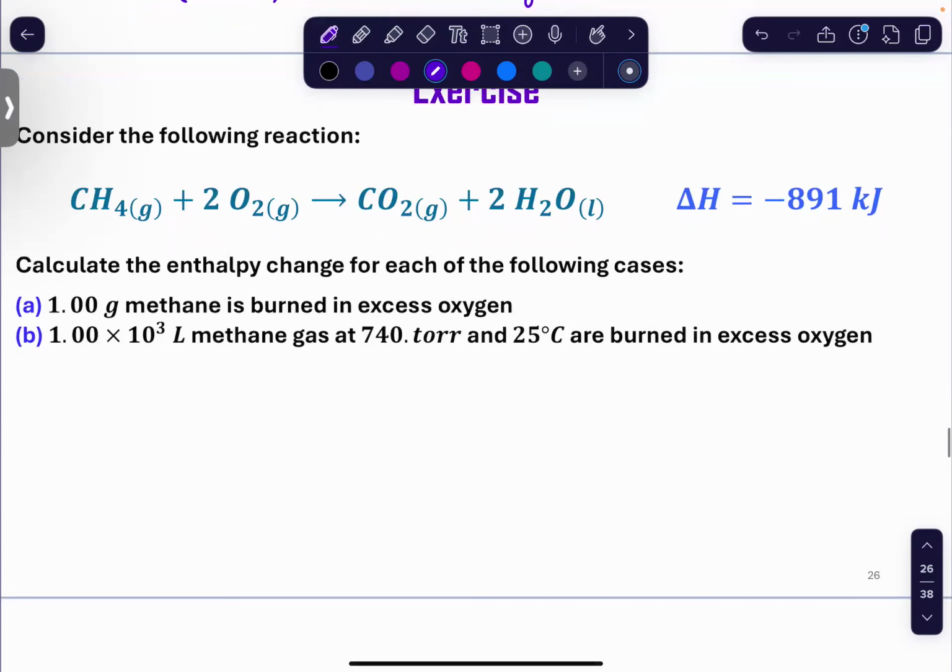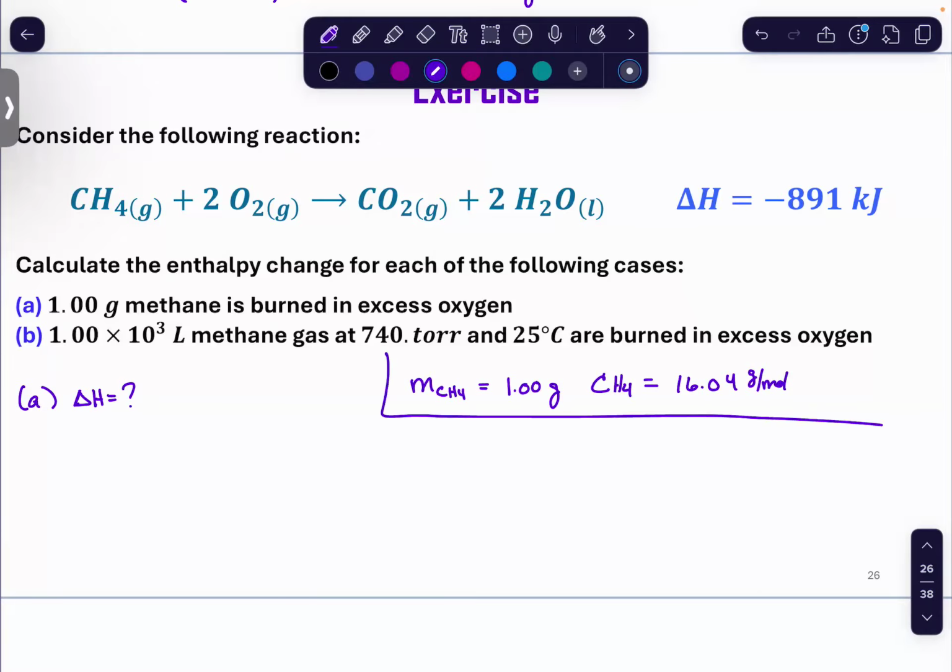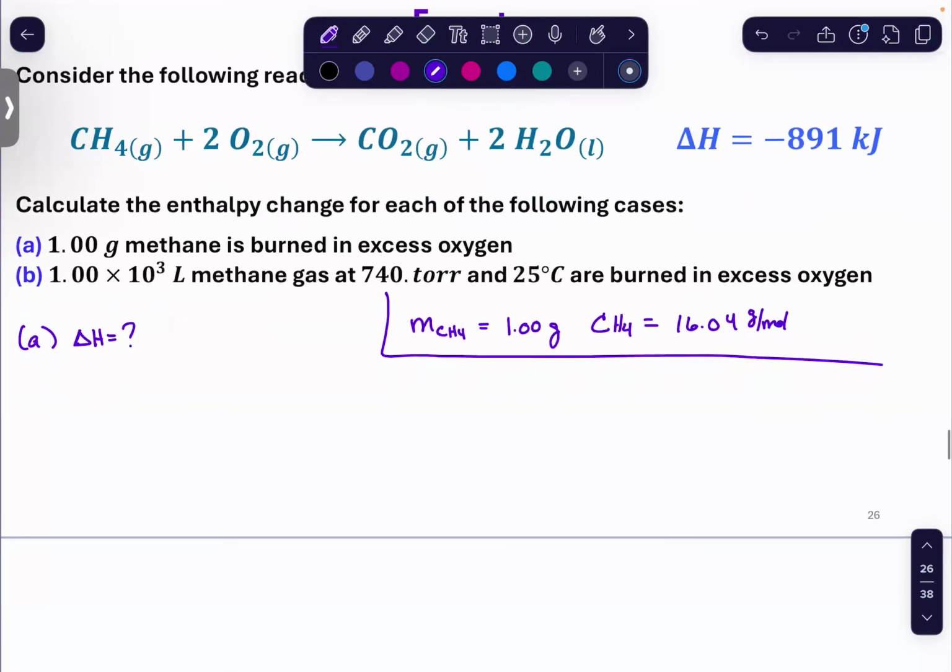Okay, so for A, what is the delta H for this? Well, what do I know? The mass of my methane is 1 gram. CH4 itself is 16.04 grams per mole. All right, well, let's figure out what the delta H for this is, because I want to show you how to use the delta H for a reaction.